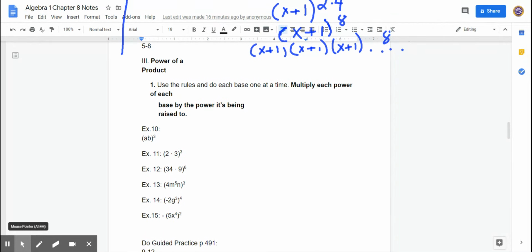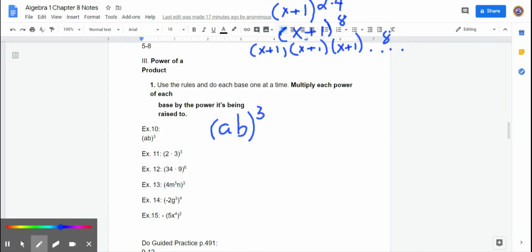Power of a product. Use the rules and do each base one at a time. Multiply each power of each base by the power it's being raised to. Okay, so what does that mean? So, this means A, B. That's a product. That's A times B.